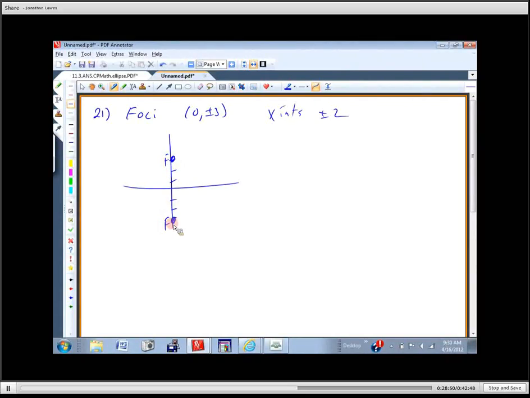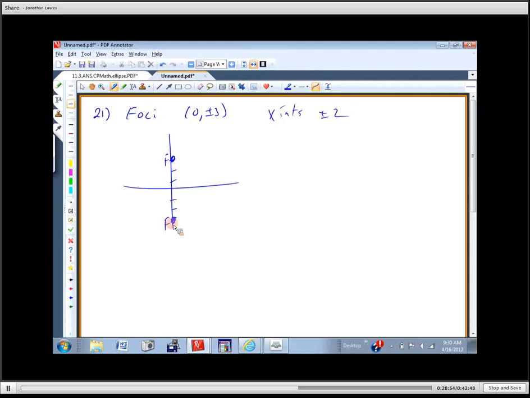Automatically, what do you know about the equation of the ellipse? Where does the big number go? Underneath which variable, x or y? It's going to go underneath the y, right? Because the foci run on a vertical axis in the y direction, so it's got to have the bigger number underneath the y, because they're on the major axis there.